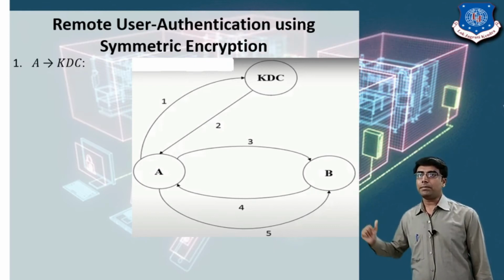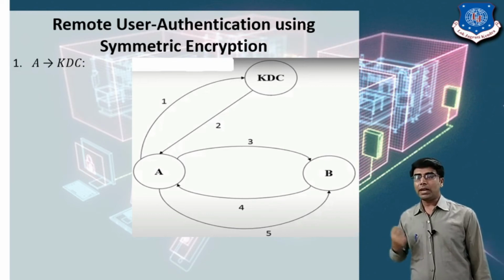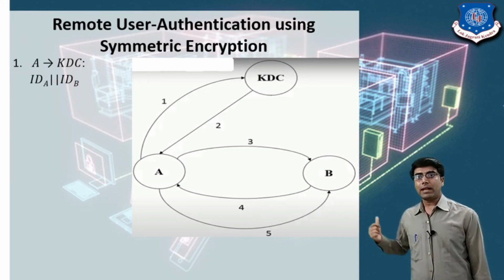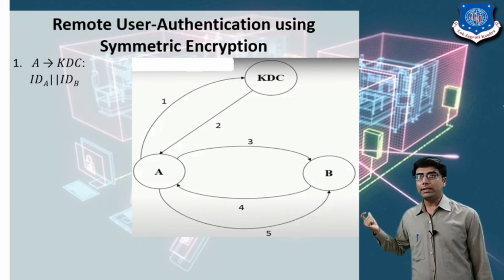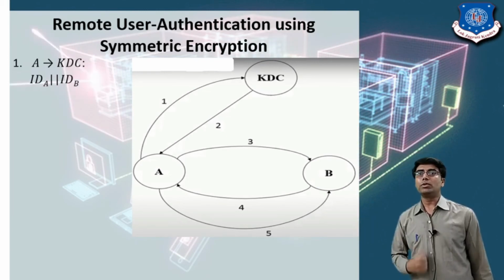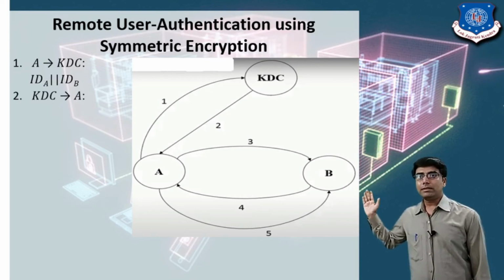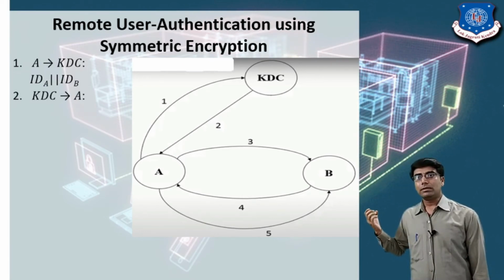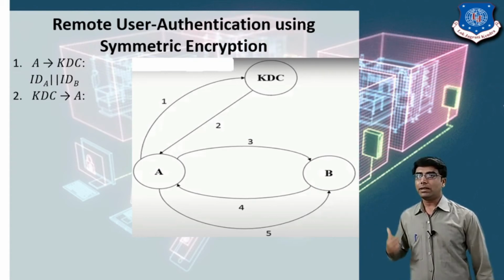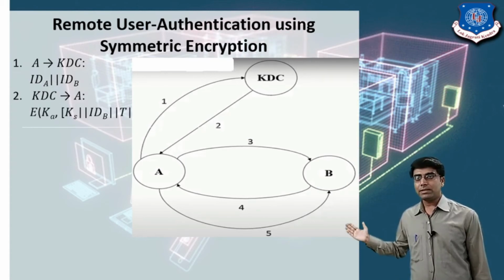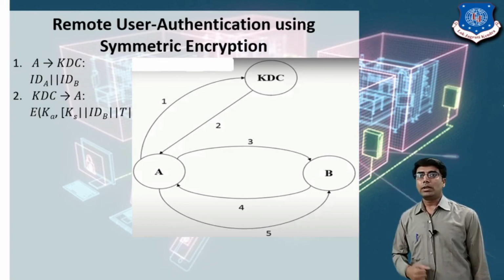Now the first step, user A. If A wants to communicate with user B, user A sends the request message to the KDC, and that message includes the identity of user A and the identity of user B. Now in the second step, when the KDC receives the message from user A, the KDC will generate the encrypted message and send it to user A.